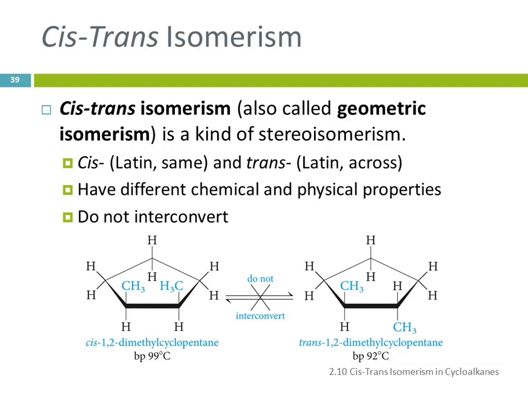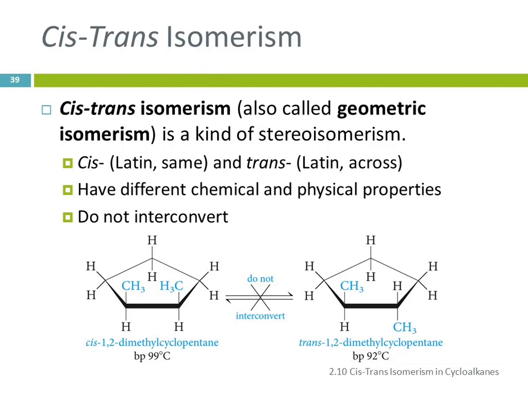So we were talking about cycloalkanes and how they have these different conformers and different shapes that they can take on, the boat and the chair, etc. And that brings us to a concept called Cis-Trans Isomerism.